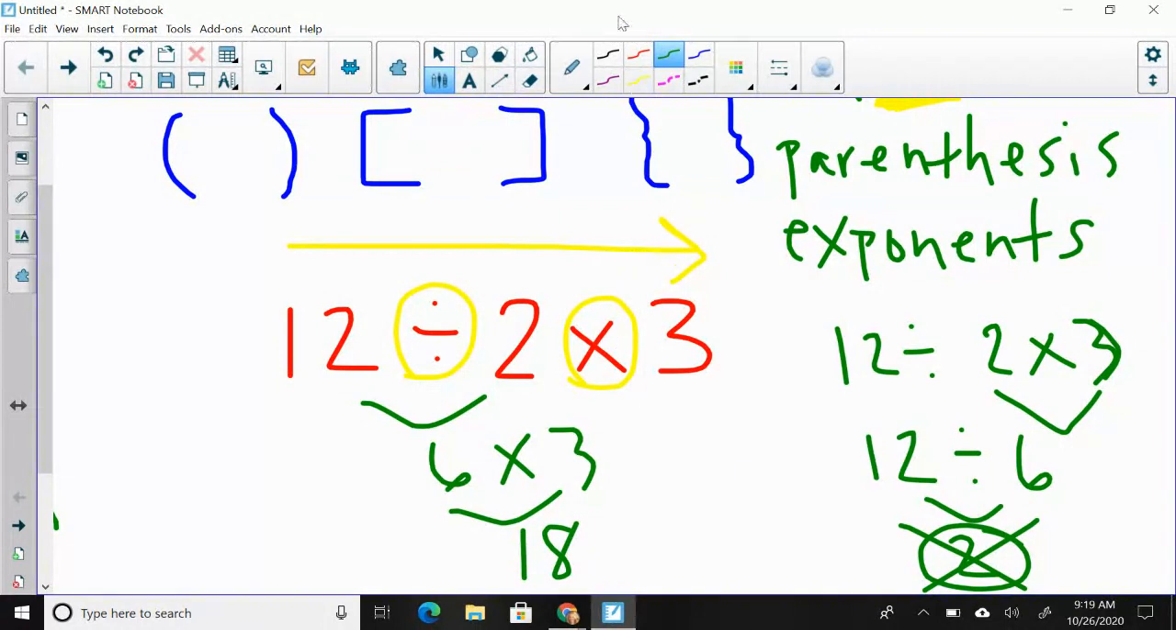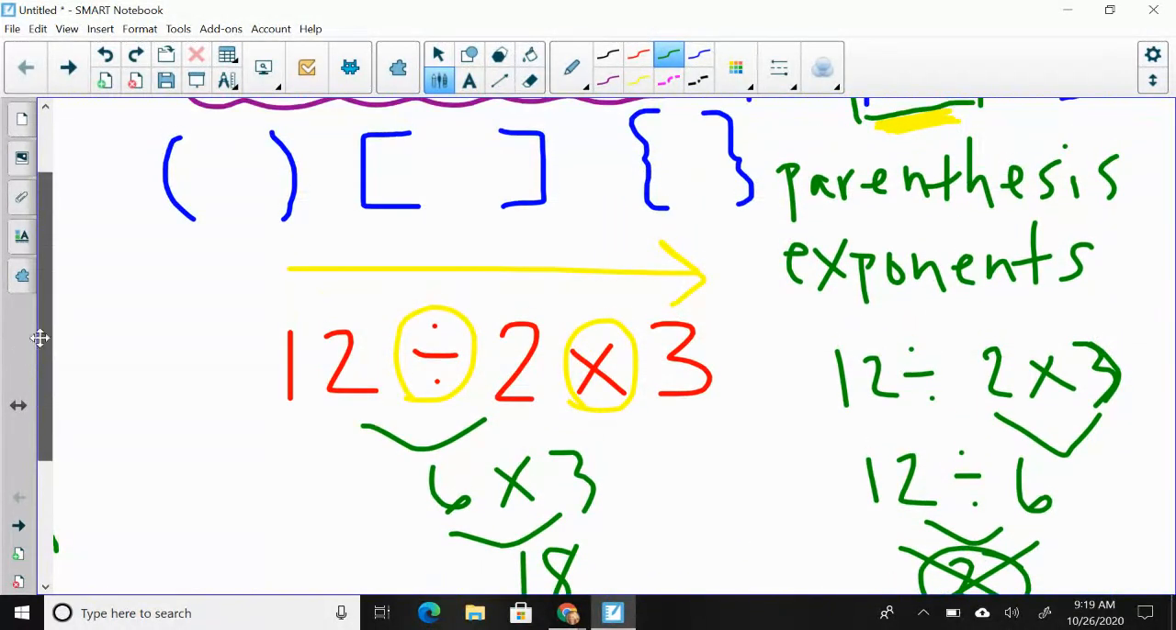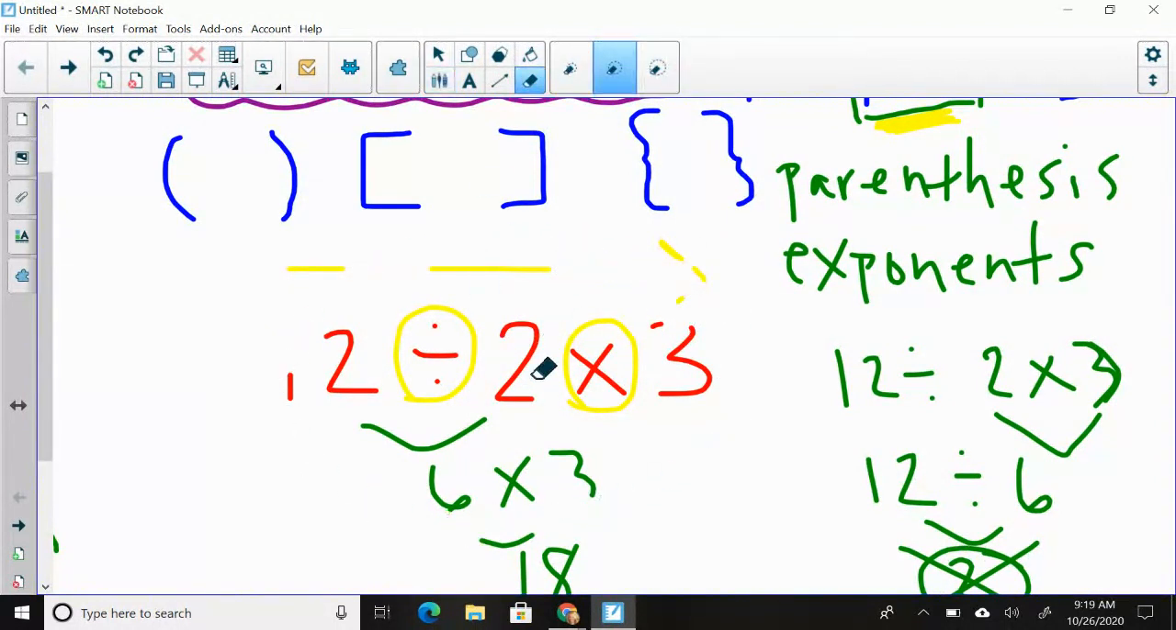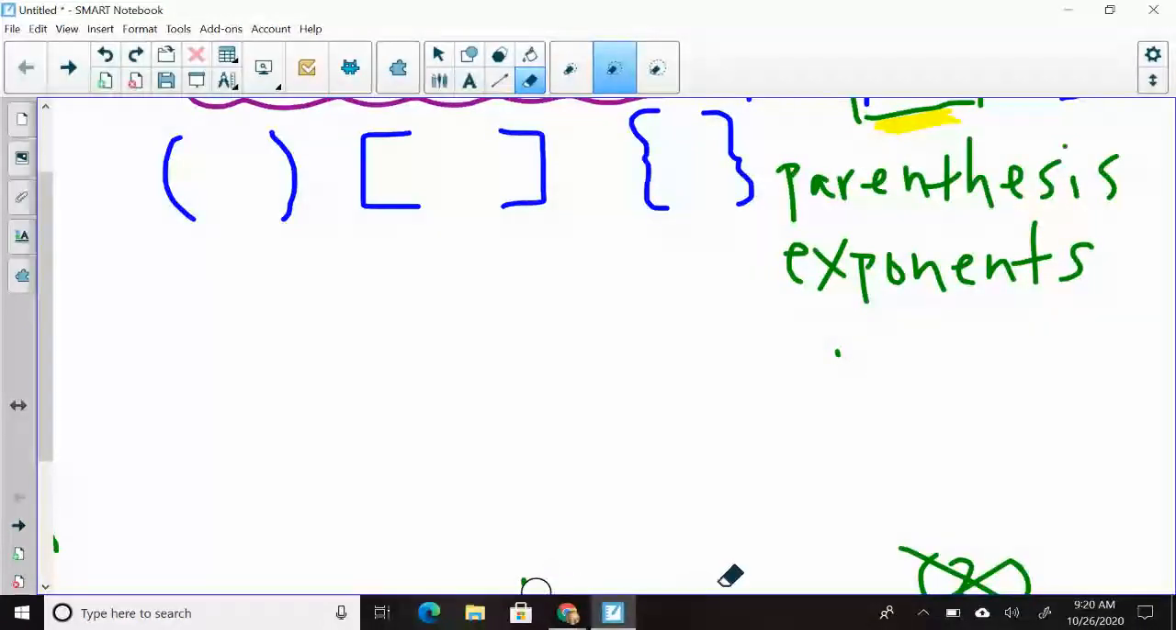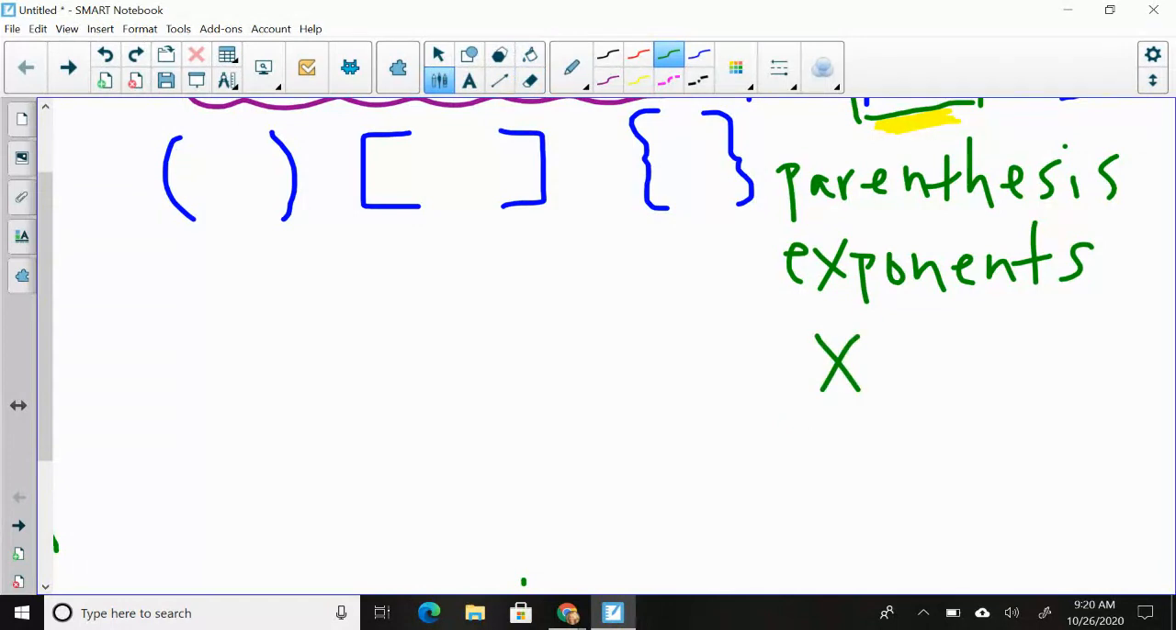All right? Same thing with addition and subtraction. So we have parentheses, exponents, multiplication and division, which are on the same level, and then we have addition and subtraction, which are also on the same level. So again, if I'm doing a problem that's just addition and subtraction, we are working that left to right, okay?